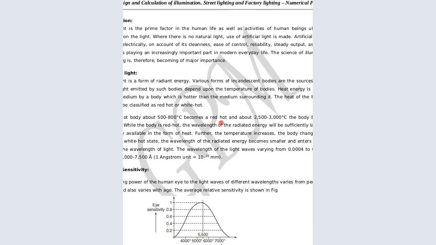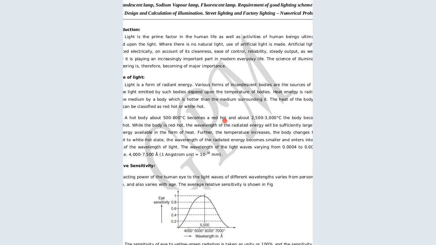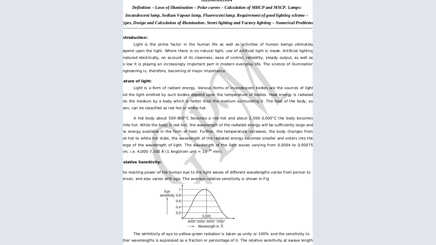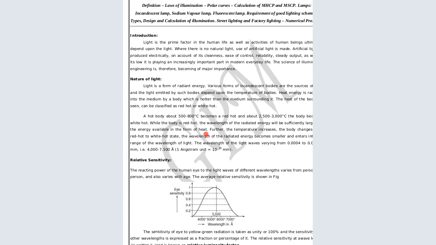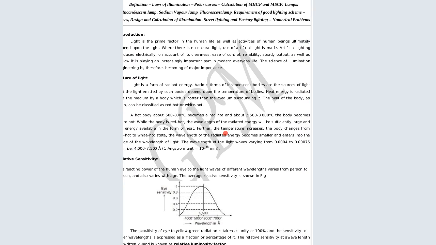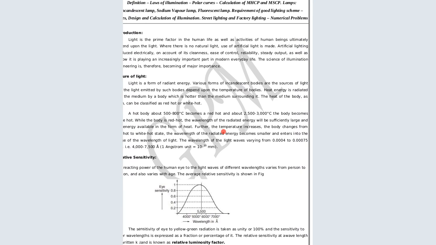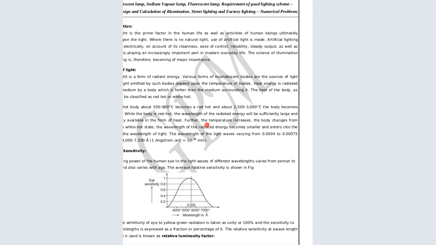So we start with the introduction. We say that light is the prime factor in human life, as the activities of human beings ultimately depend upon light. Now, where there is no natural light, use of artificial light is made. And that is when we come to the illumination part.